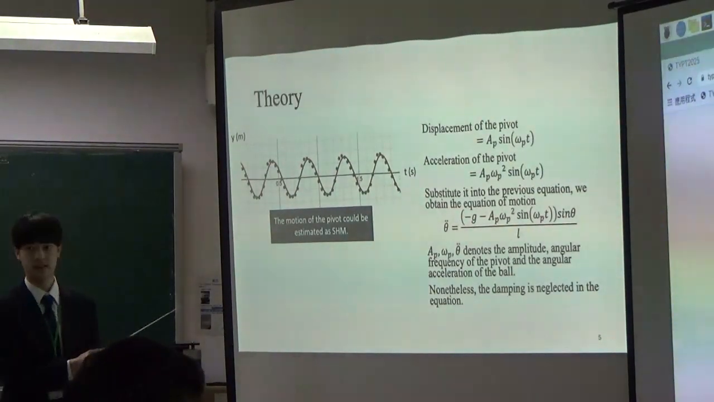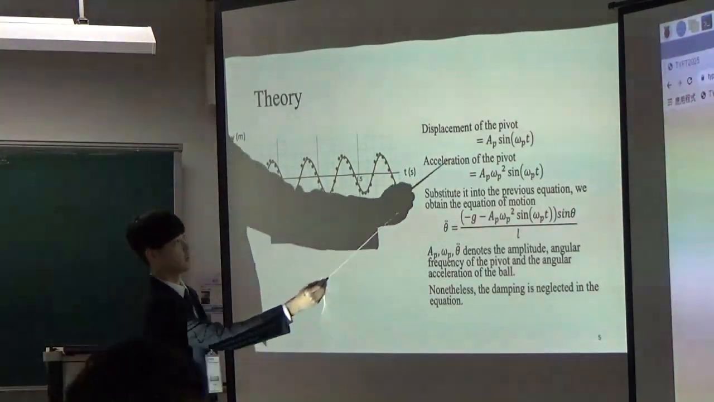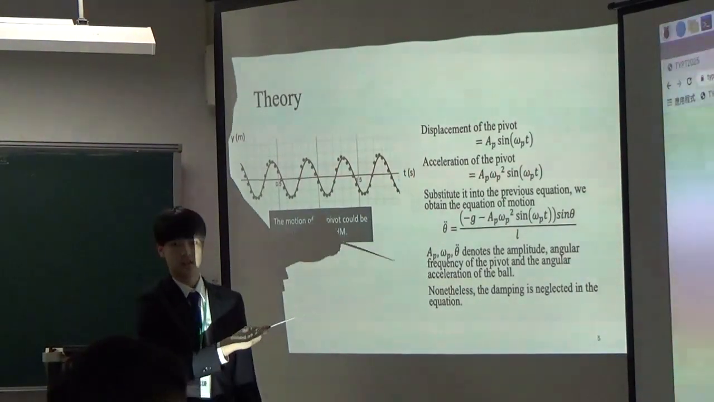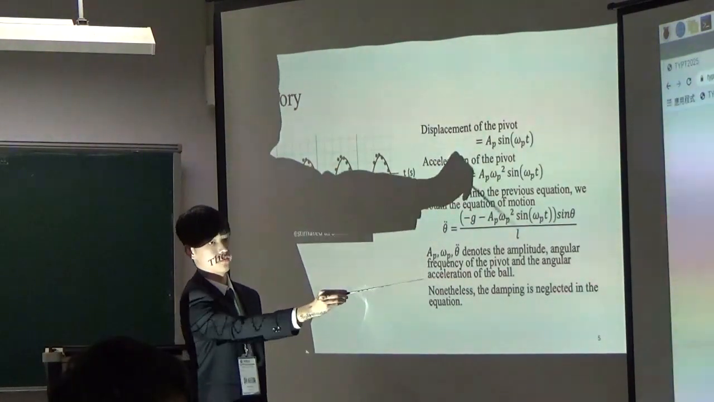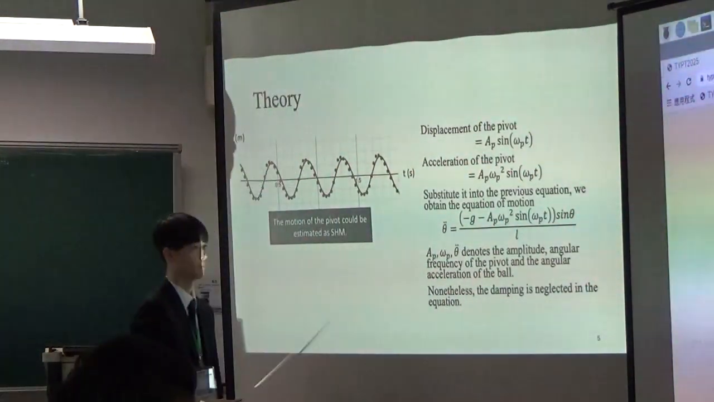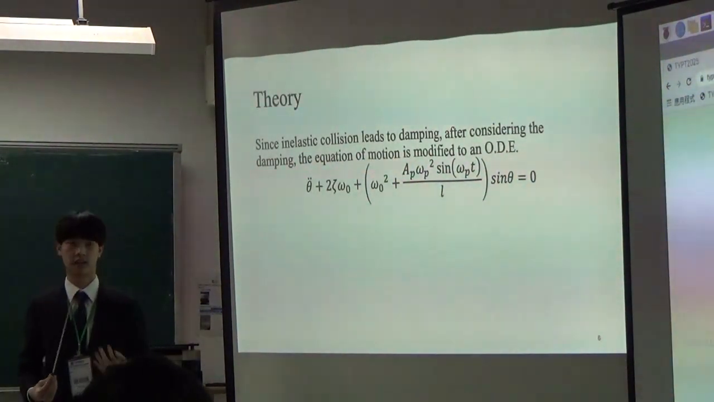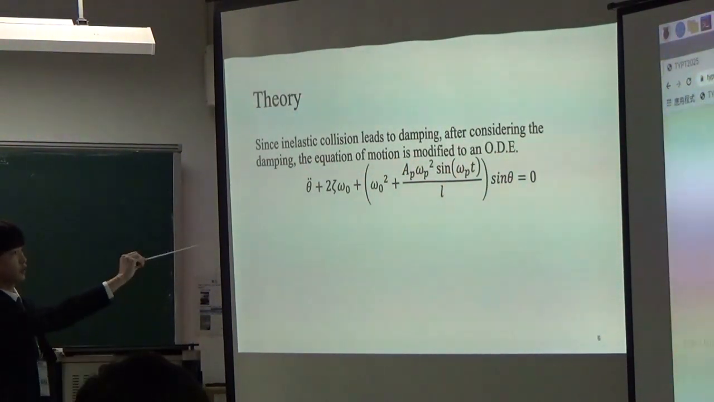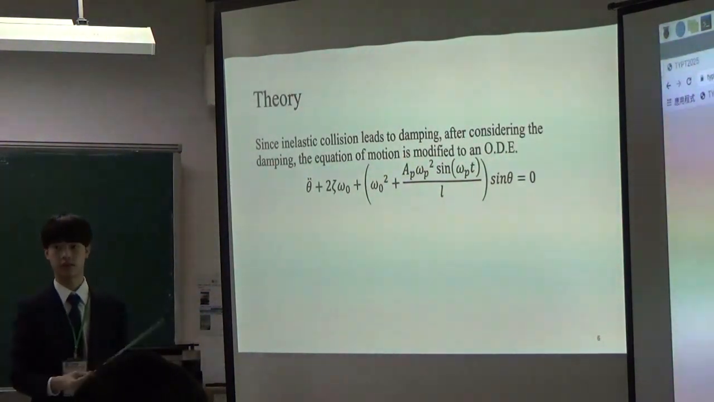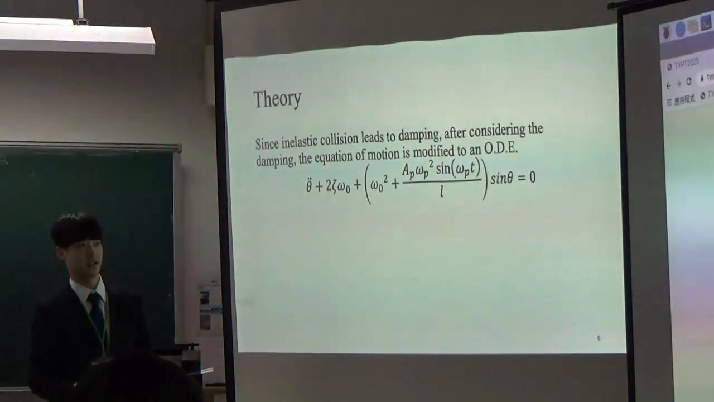Here we approximate the motion of the pivot as the sinusoidal wave. So here we get the equation of motion of the pivot and substitute it into the angular acceleration of the ball. We acquire this equation, and again, these are the notation. Nonetheless, in the previous equation of motion I didn't consider the damping. So this is the new, fixed equation of motion, which considers damping, and this is modified to an ordinary differential equation.